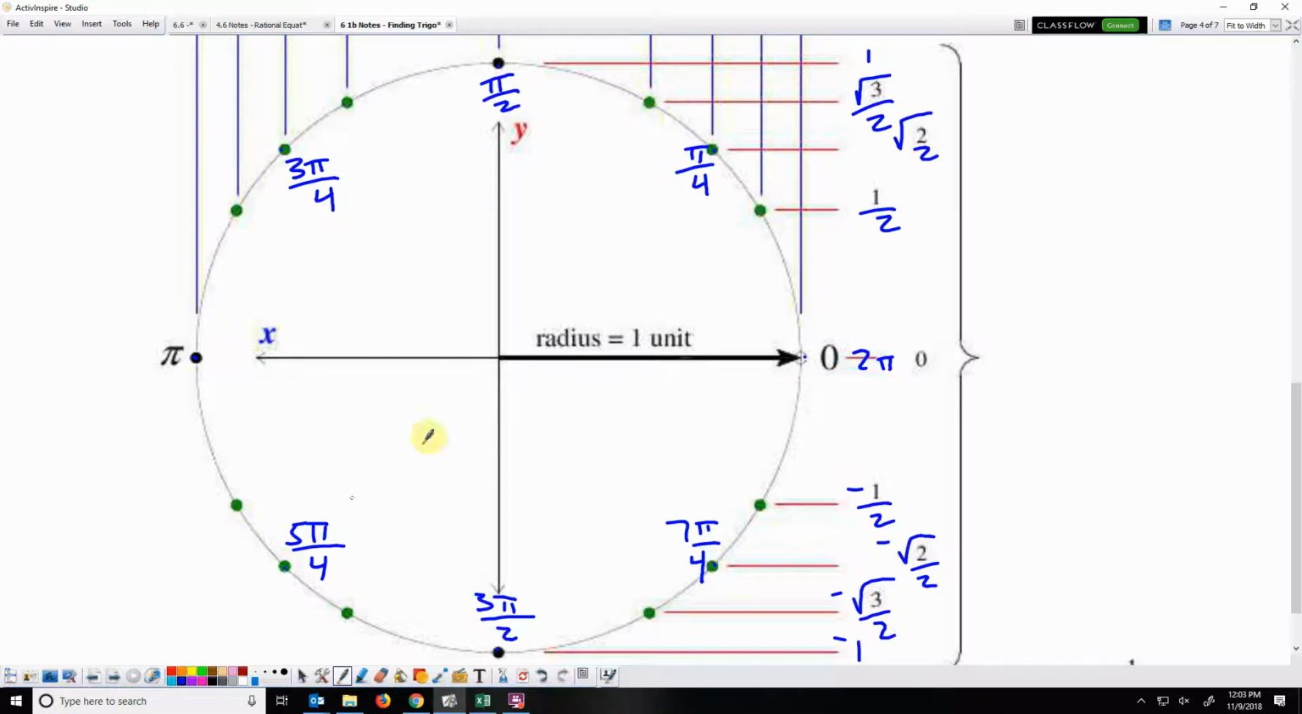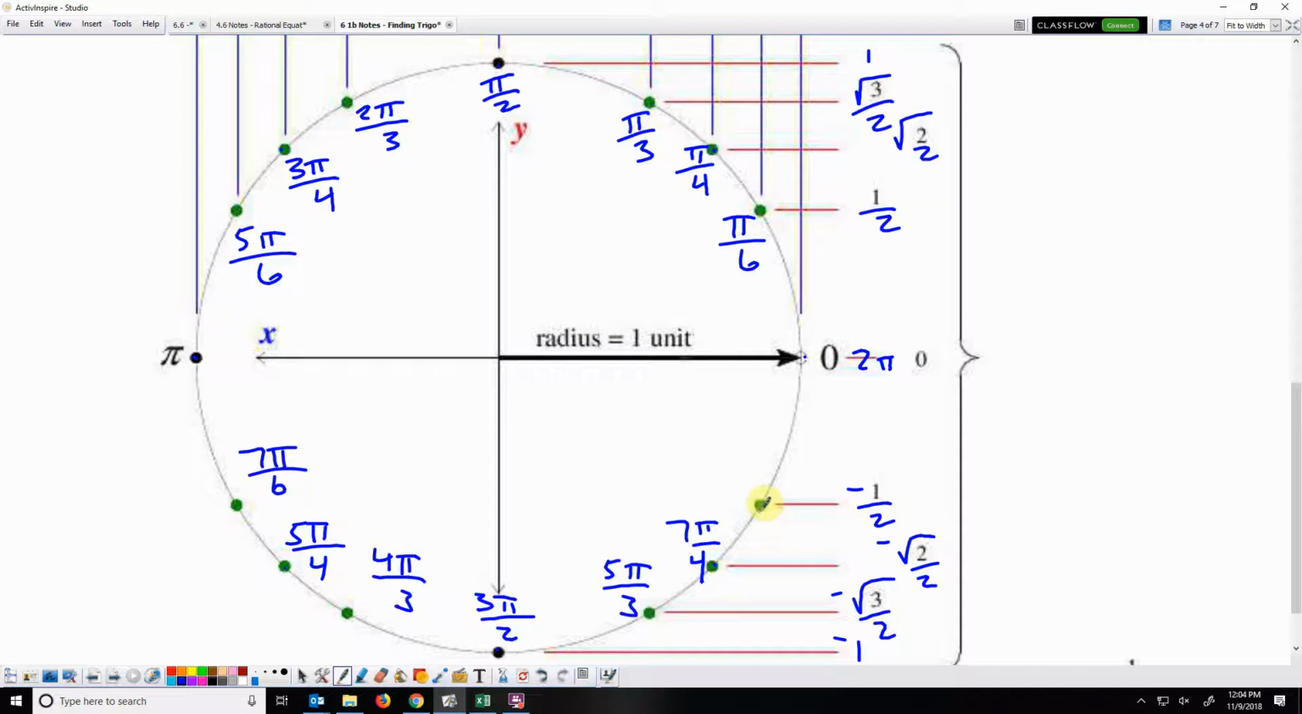The rest of these we'll count by sixths. 1/6. 2/6, which is 1/3. 3/6, which is 1/2 pi. 4/6, which is 2/3. 5/6. 6/6, which is 1 pi. 7/6. 8/6, which simplifies to 4/3. 9/6, which is 3/2. 10/6, which is 5/3. 11/6, it doesn't simplify. 12/6, which is 2.